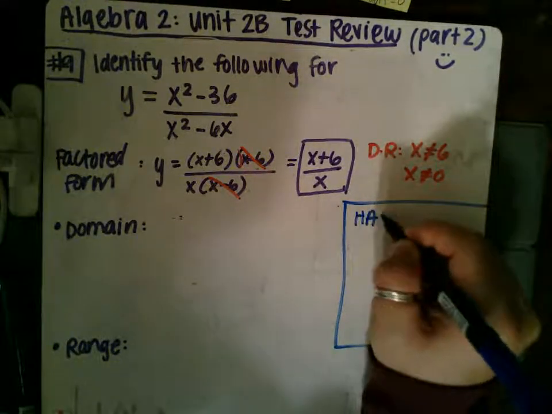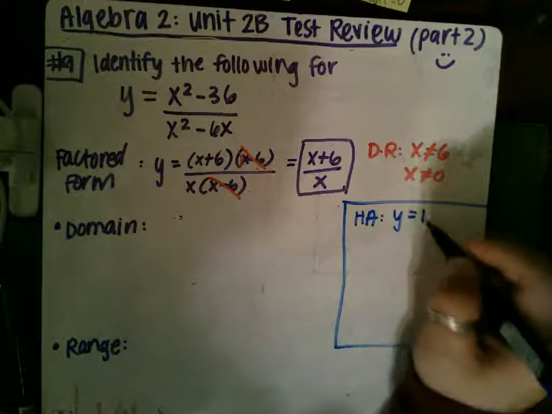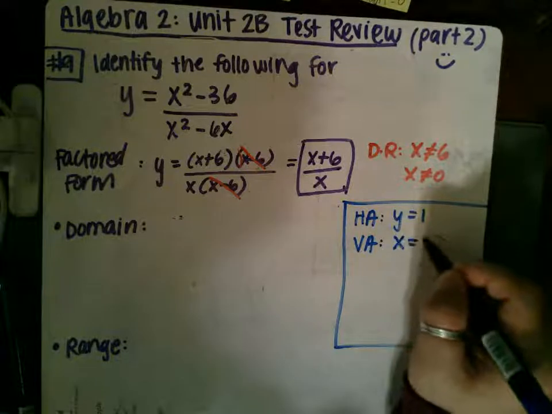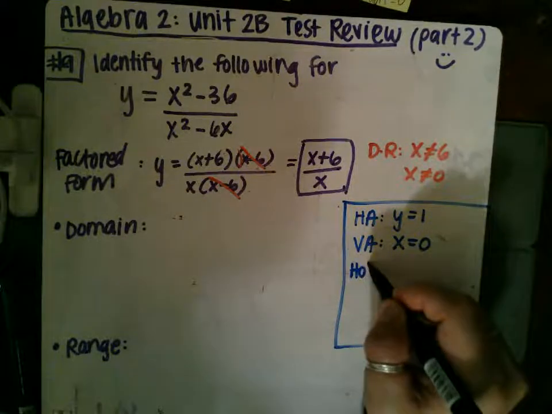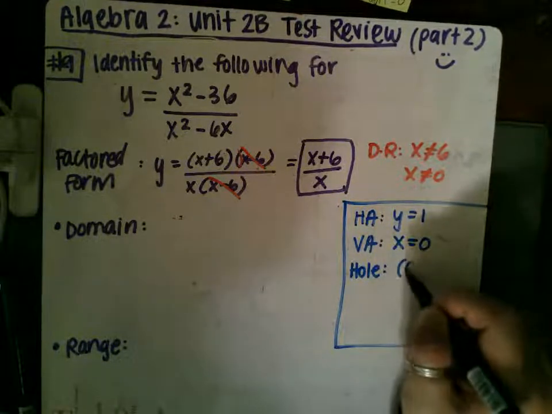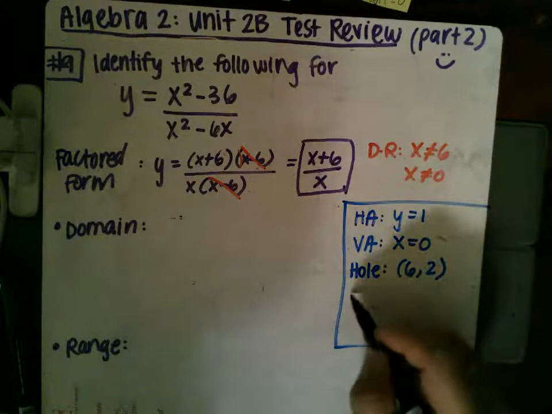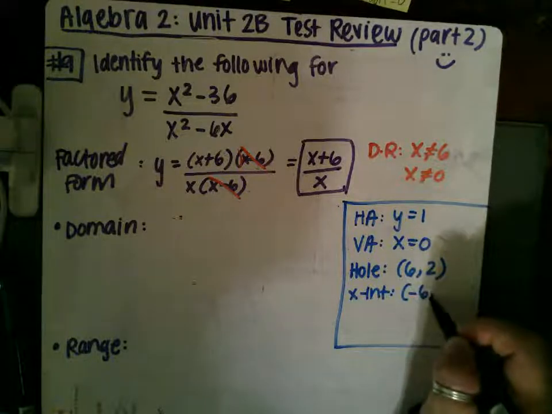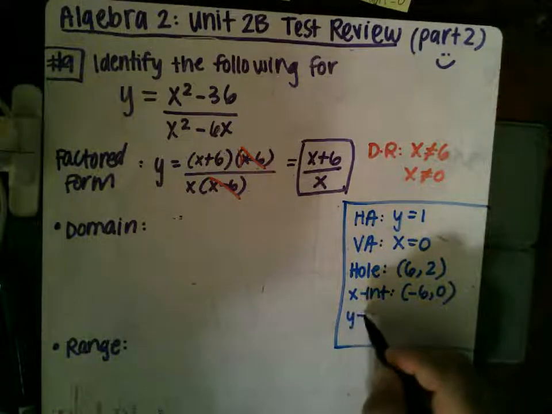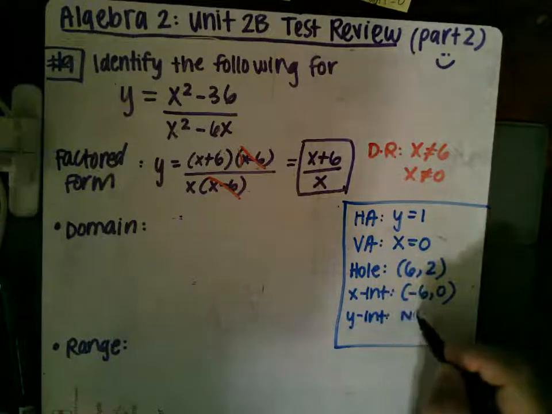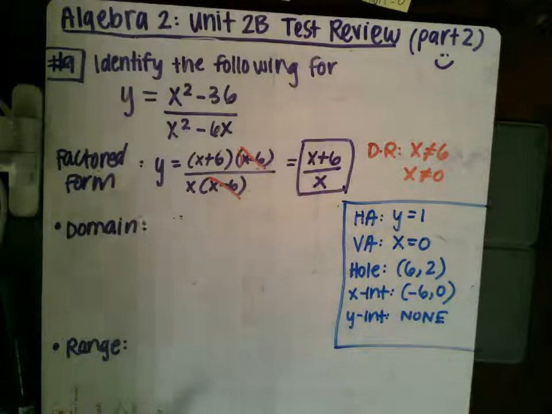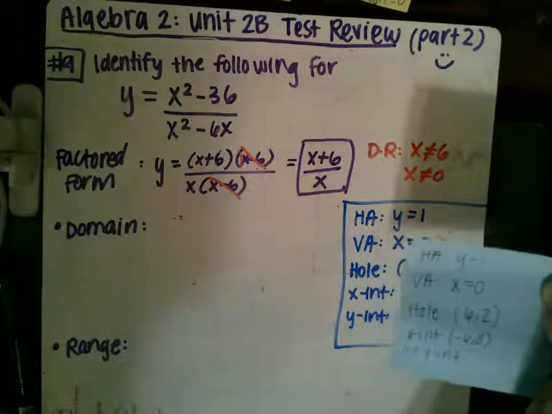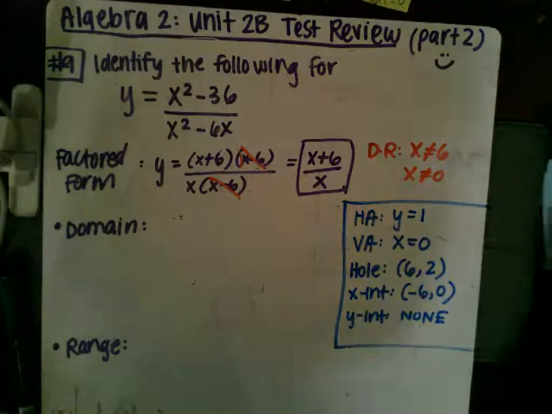We have a horizontal asymptote at y equals 1. We have a vertical asymptote at x equals 0. We have a hole in our graph at 6, 2. Our x-intercept is at the point -6, 0. And our y-intercept is that we have none. Okay? This is information I need. This was on my blue sticky note here, just written out a little bit nicer. This is what we need.